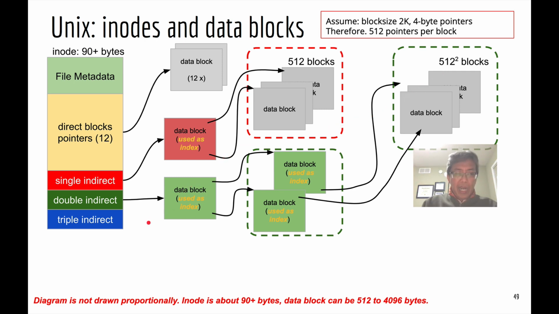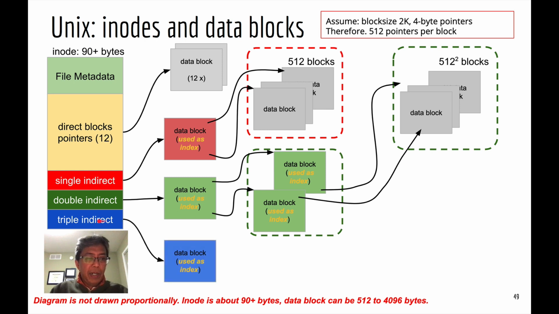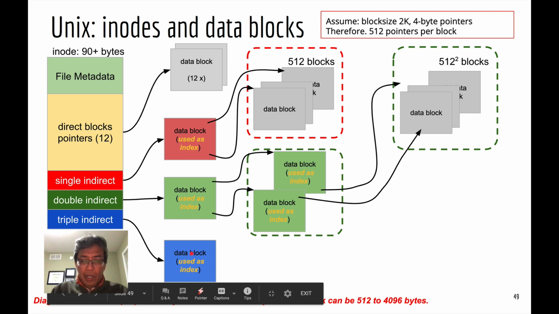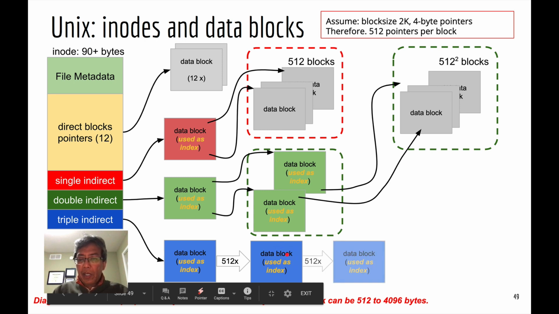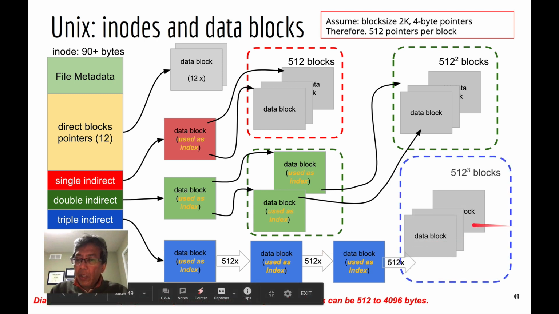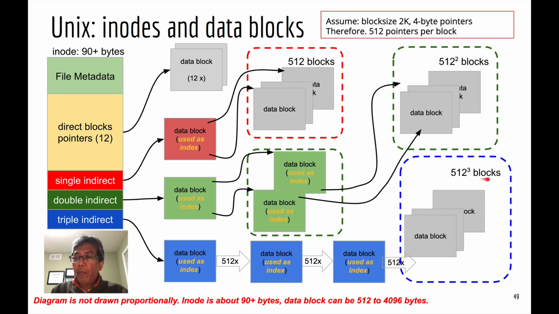Now, using the same analogy, if you use the triple indirect pointer, that pointer will point to one indirect block holding 512 pointers, and each of those pointers will point to one indirect block. So at this level, you will be able to get 512 indirect blocks. And if you keep going to the next level, eventually you will be able to get as many as 512 cubed blocks. Let's summarize the layout here.